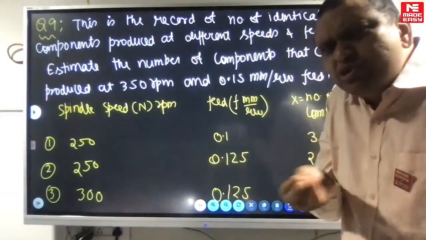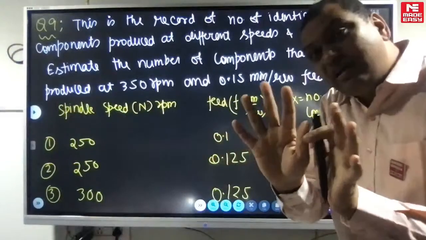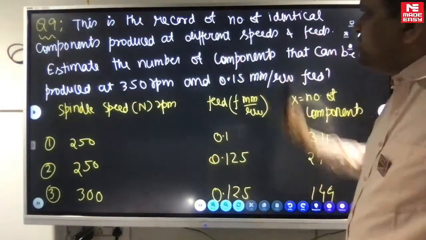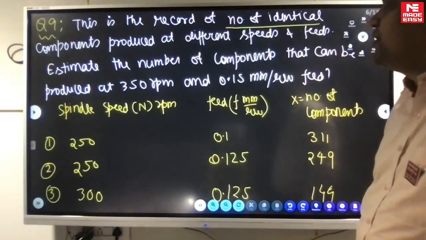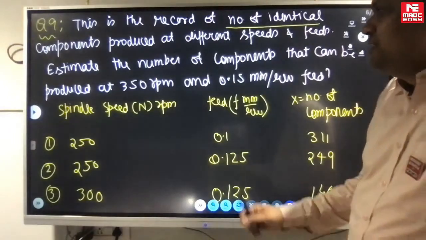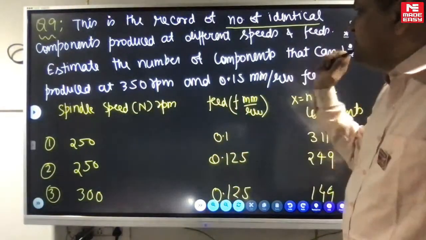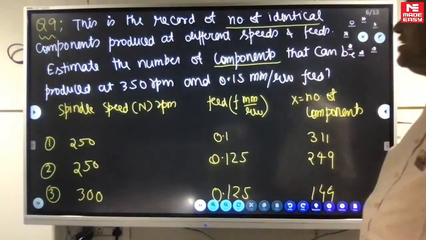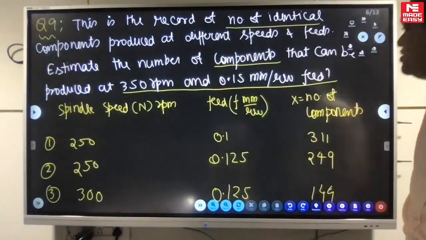In GATE they may change the language, they may change the data, feed, depth of cut, but our approach will remain the same. Let's read the question first. This is the record of the number of identical components produced at different speeds and feeds between two successive regrinds. Estimate the number of components that can be produced at 350 RPM and 0.15 millimeters per revolution feed. This is our unknown data.